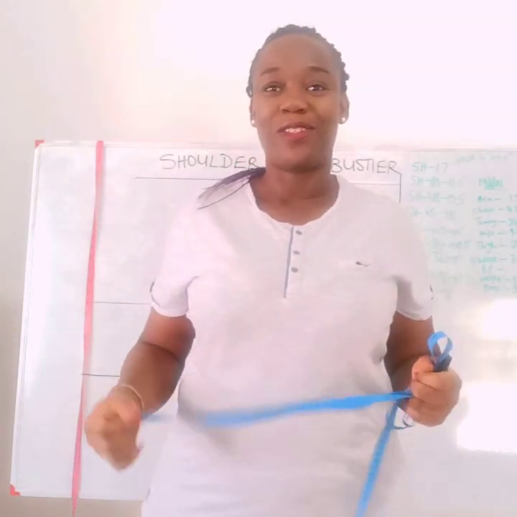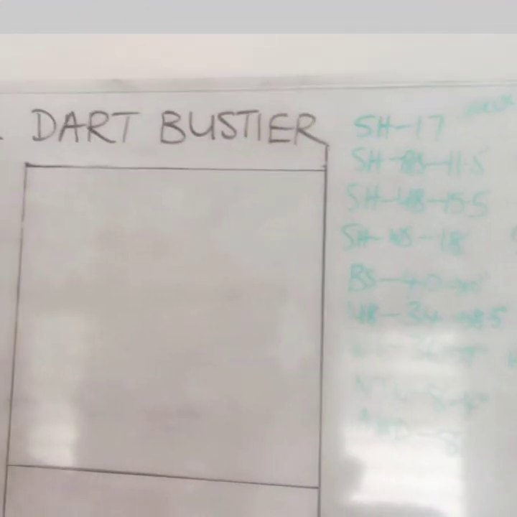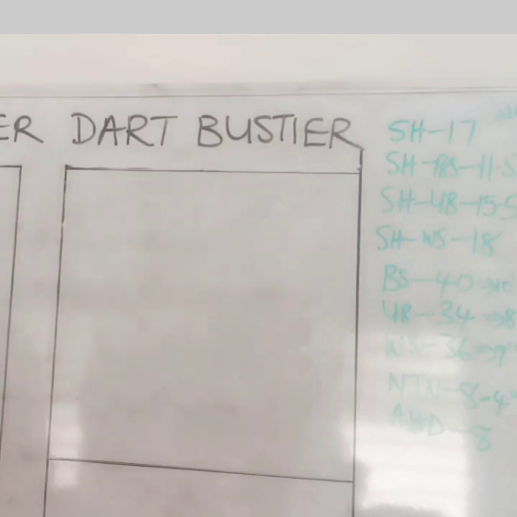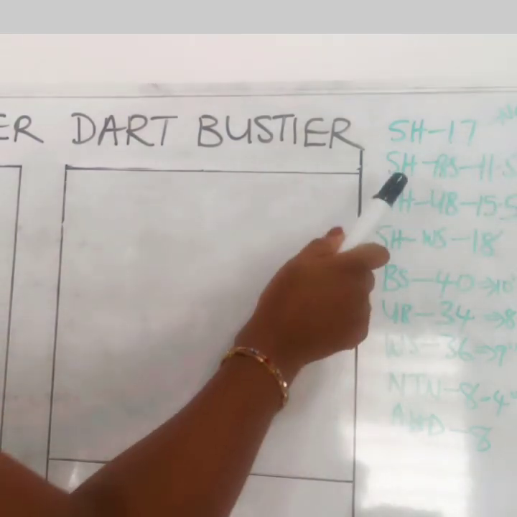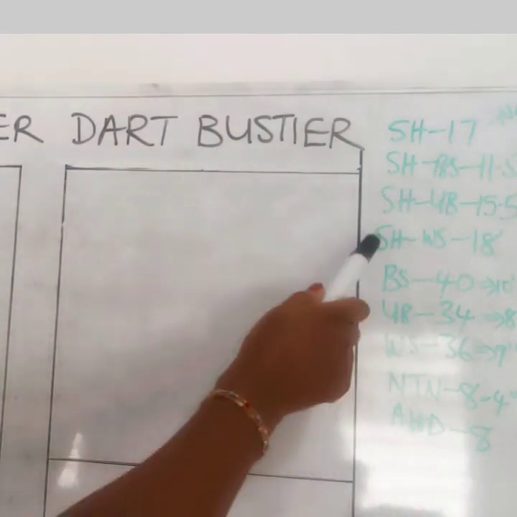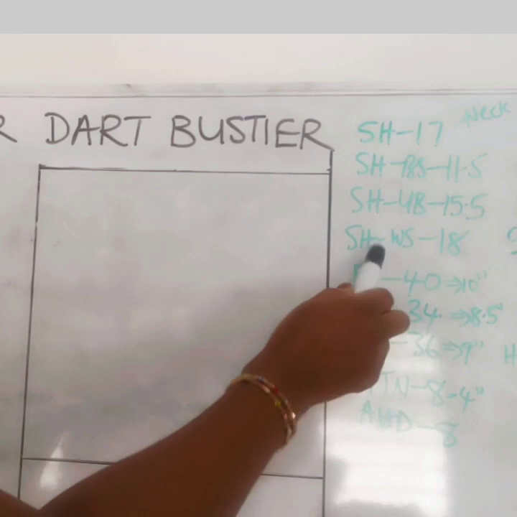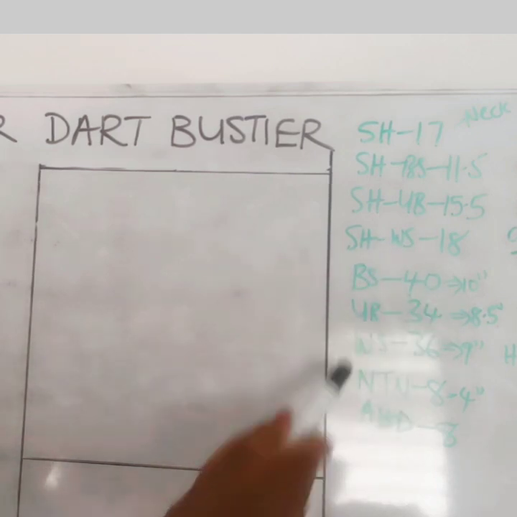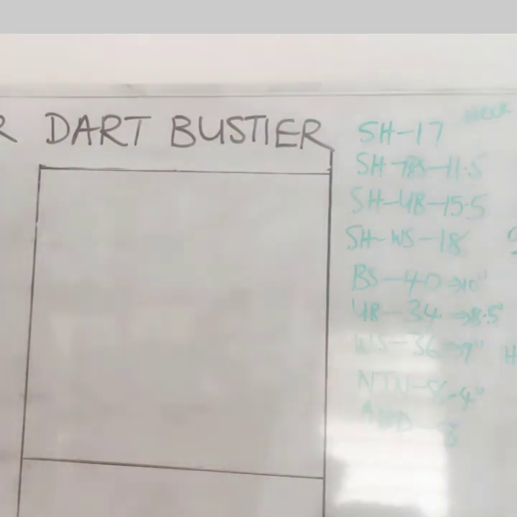So without further ado, let's go to the board. We are going to be using the board here for our illustration, and these are the measurements we are working with. The shoulder is 17, shoulder to bust 11.5 inches, shoulder to underbust 15.5 inches, shoulder to waist 18 inches, and the bust circumference is 40 inches, the underbust is 34 inches, the waist circumference is 36 inches, and the bust span, which is the nipple to nipple, is 8 inches. And the armhole depth is 8 inches.